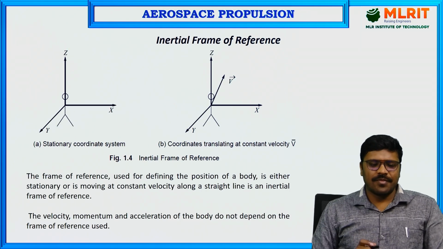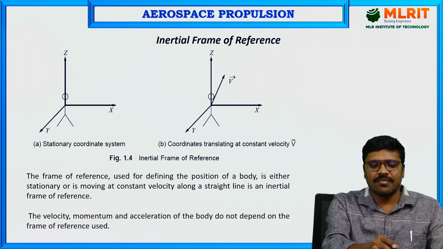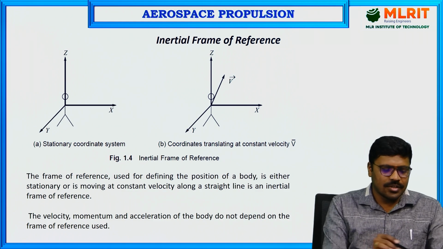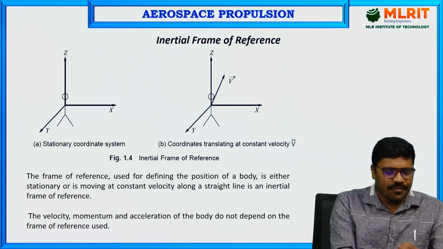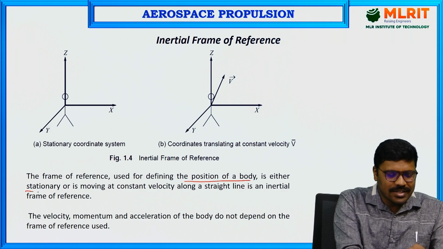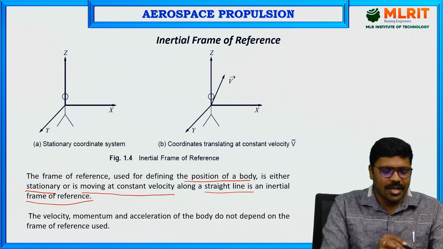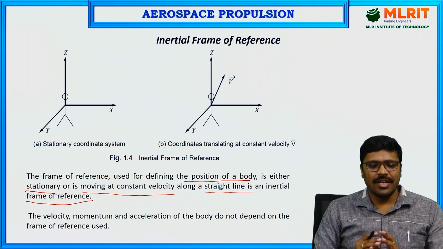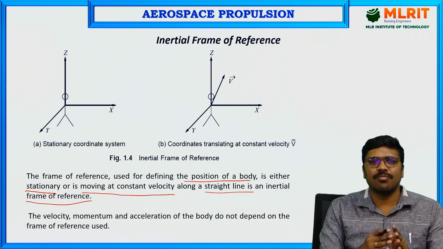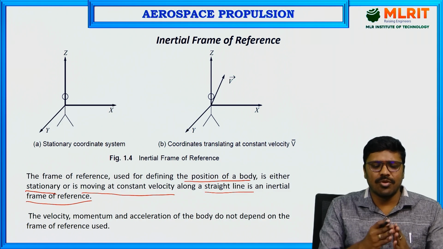So coming to the frame of reference, there are two types of frame of reference. We have already gone through that: inertial frame of reference and non-inertial frame of reference. In that, inertial frame of reference. So what is inertial frame of reference? The frame of reference used for defining the position of a body that is either stationary or moving with constant velocity along a straight line is called an inertial frame of reference. So if I take any reference system, if that reference system is either stationary, that means it is not moving with any velocity, velocity is 0, or else the stationary system can move with constant velocity.